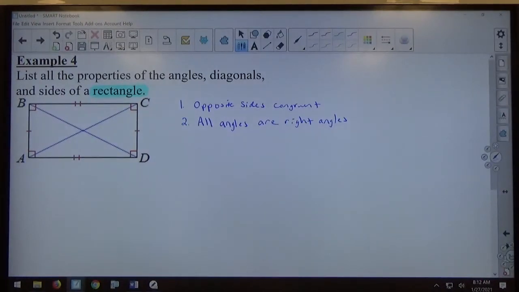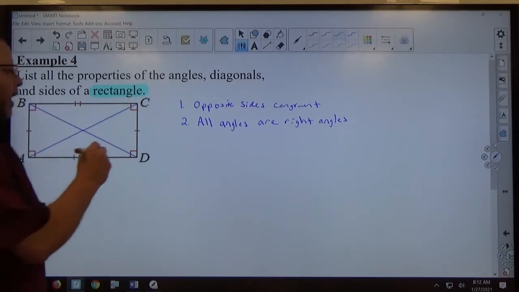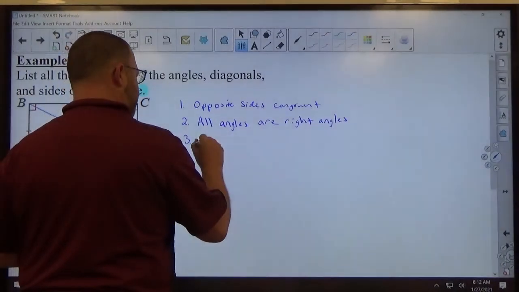So what else is true about this is the opposite sides are also parallel, right? A rectangle is by definition also a parallelogram, but it has those right angles, where a parallelogram doesn't have to have right angles. So I can say opposite sides are parallel.